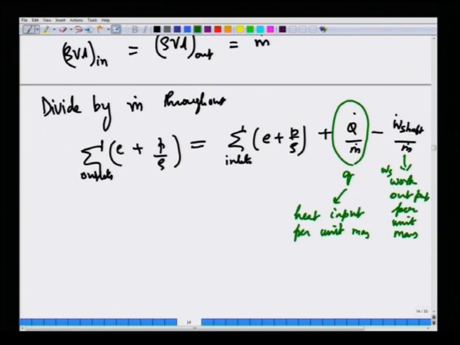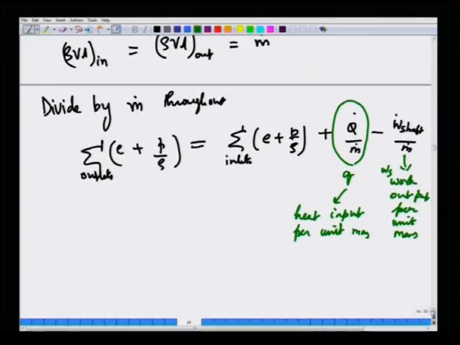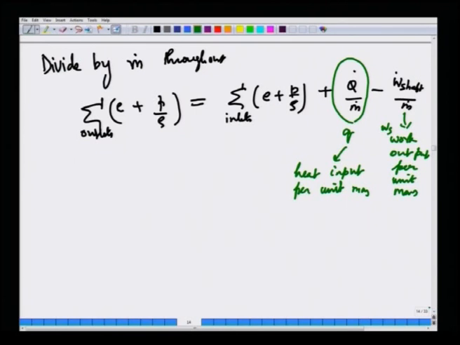There is no rate associated with it, because you are dividing the rate at which heat is transferred by the mass flow rate, and likewise the rate at which work is done by the CV by the mass flow rate. So, they are no longer rates. This is the heat transferred per unit mass and the work done by the CV per unit mass. There is no rate associated with it anymore.